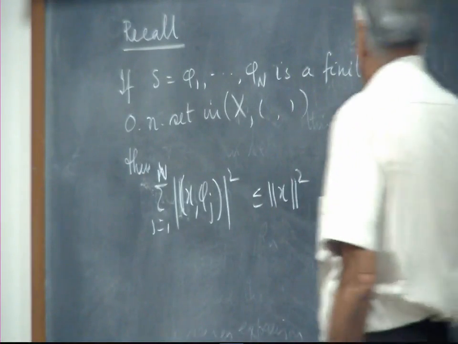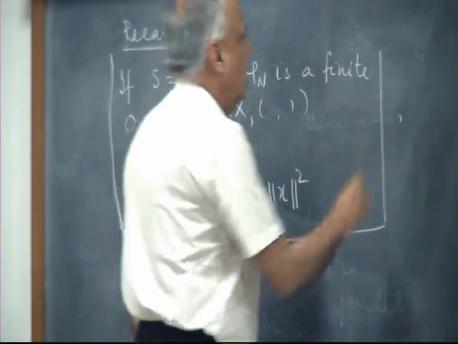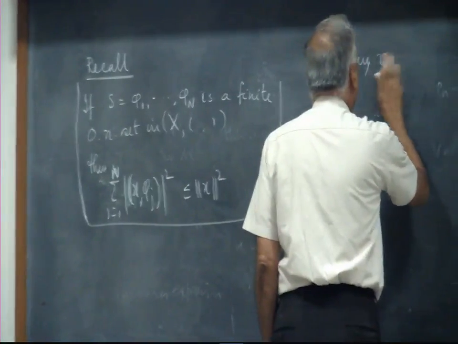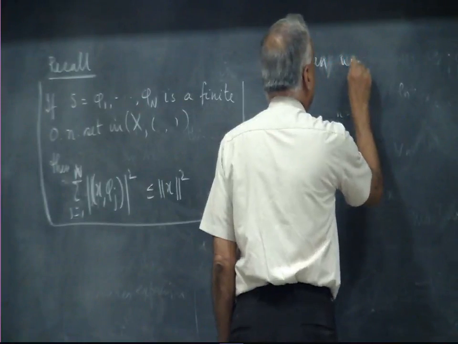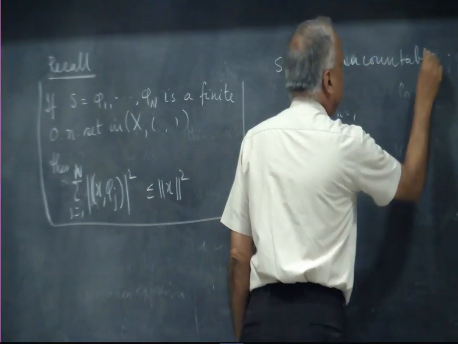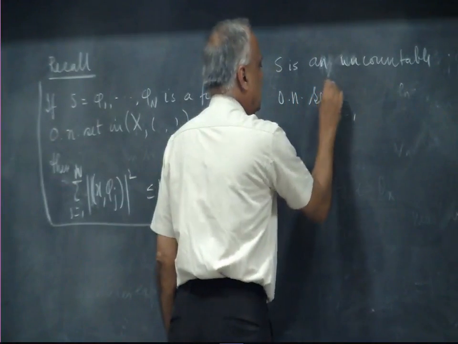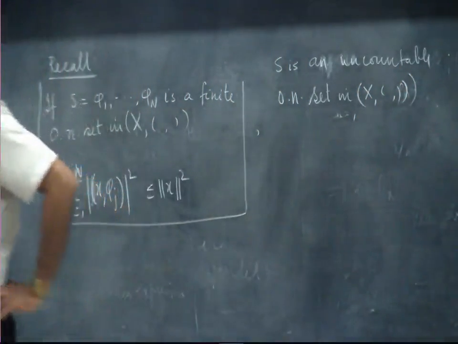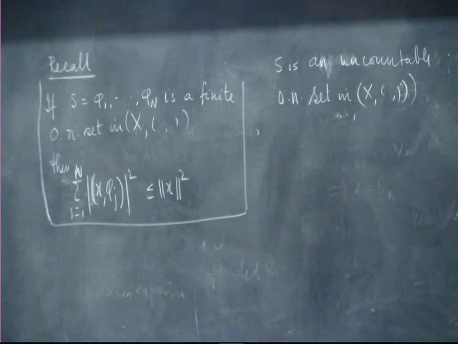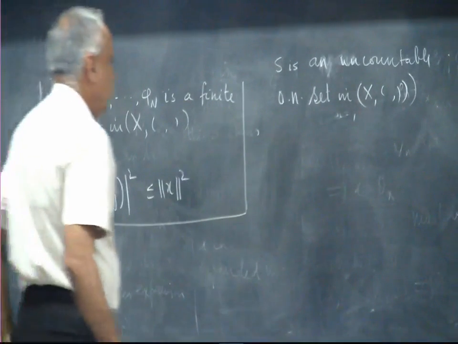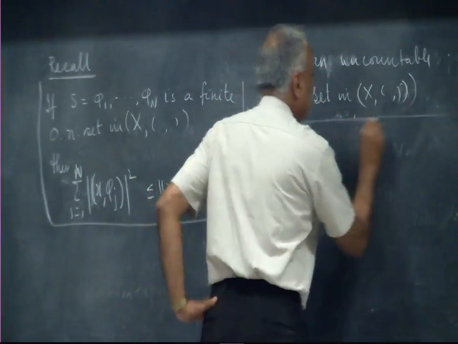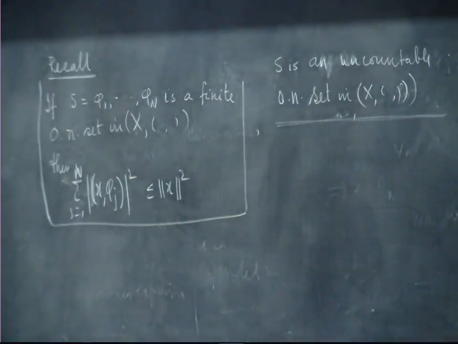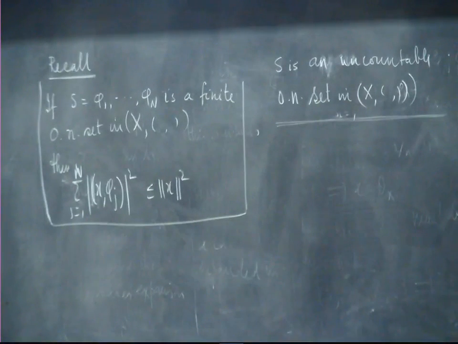Now, let us say S is an uncountable orthonormal set, like the one we saw with those functions. Now, suppose I have an uncountable orthonormal set, then what happens? Since that set is uncountable, I can pick a finite number of them out of it arbitrarily, any finite number of them.